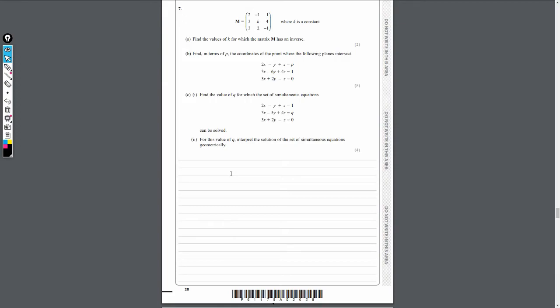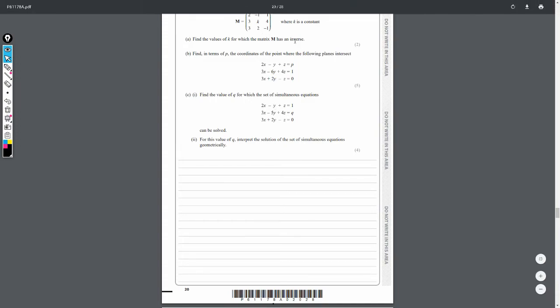So part A, we have to find the values of K for which the matrix M has an inverse. So we've got this matrix M, and we're told that K is a constant. So, if M has an inverse, what that means is that the determinant is not equal to 0, right?